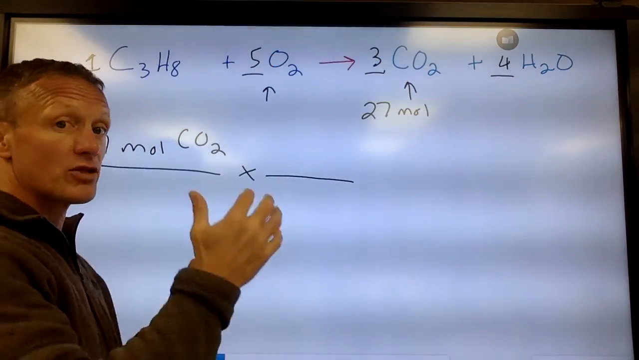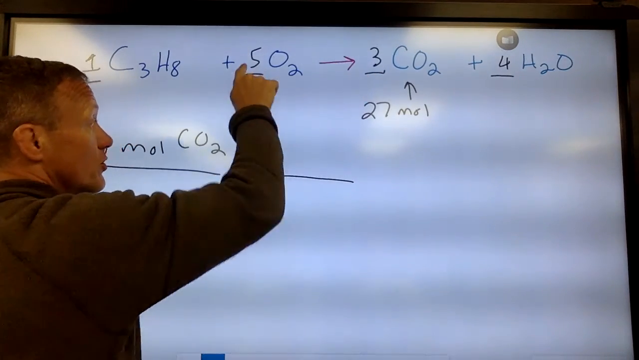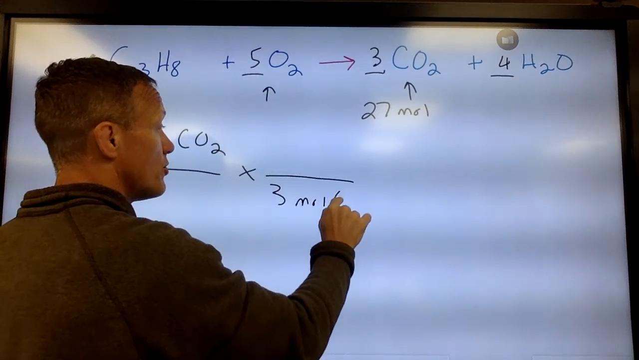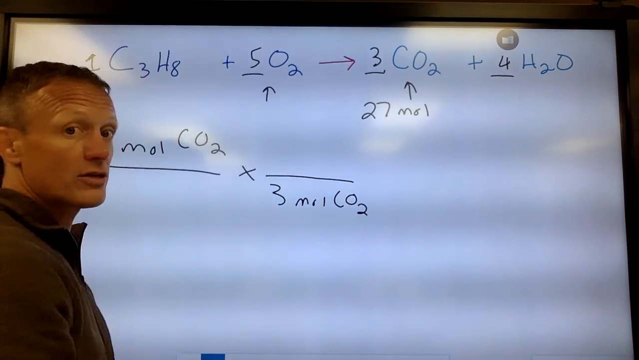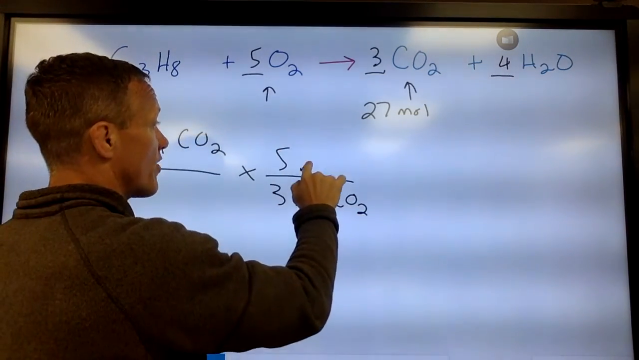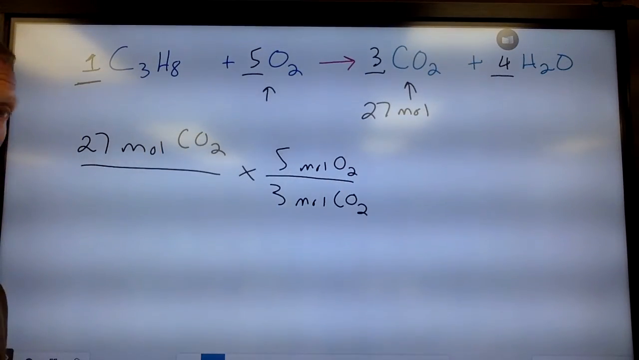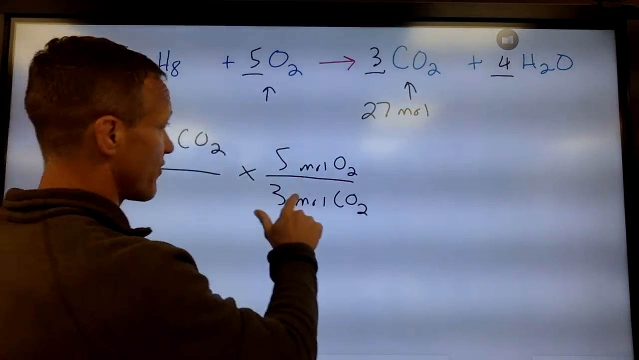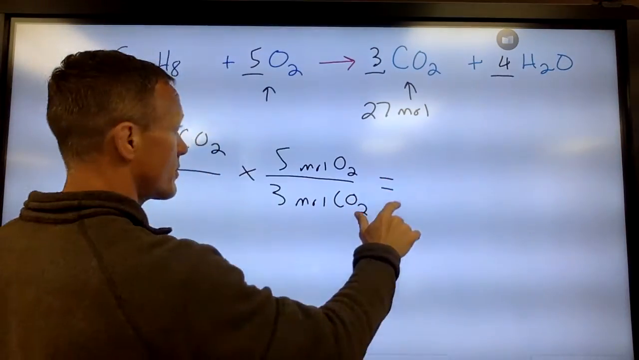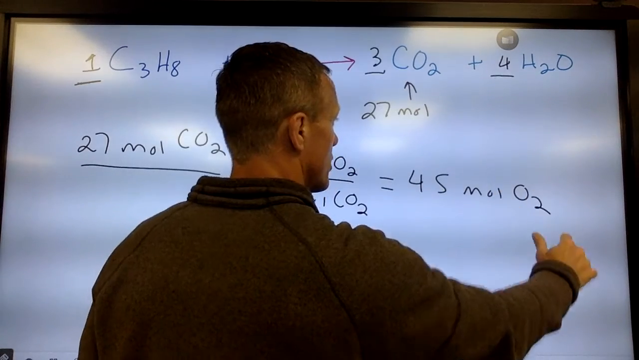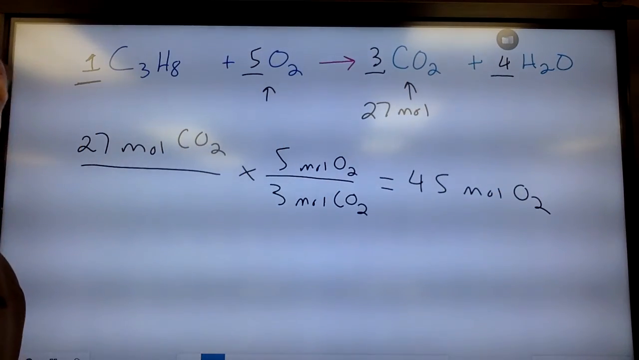The thing you're going to always goes on top. So we're going from this to this, and our labels have to cancel. So for every 3 moles of CO2 that are produced in the reaction, there's 5 moles of O2 used. So we just take 27 times 5 divided by 3, which is 45 moles of O2.